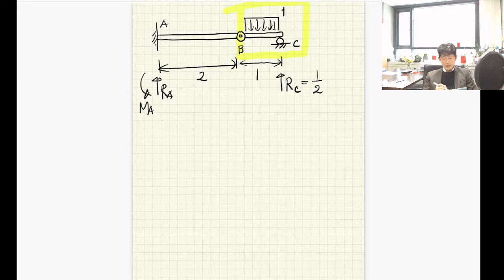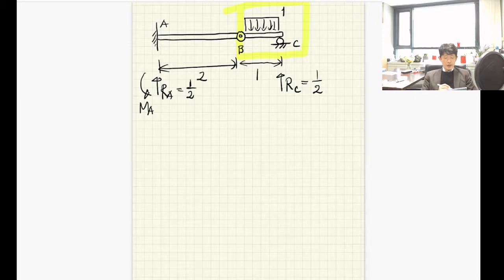Let's check force equilibrium in the vertical direction. Then by the external load, we have 1 times 1, and then by the reaction at point C is equal to a half. That's why the remainder is equal to a half. Okay, this is the determination of the reaction at point RA.